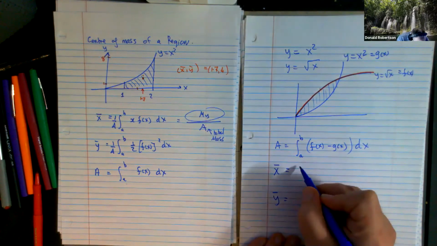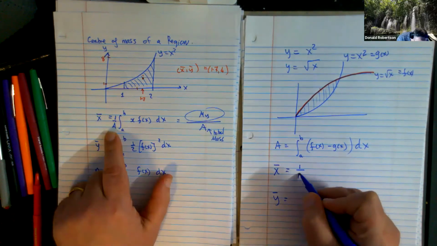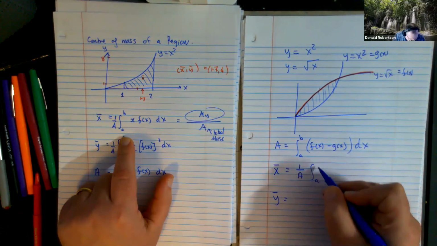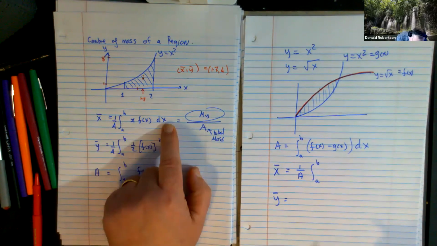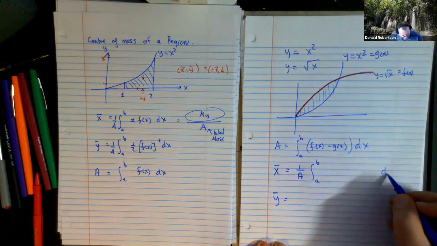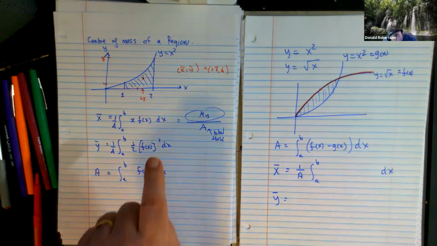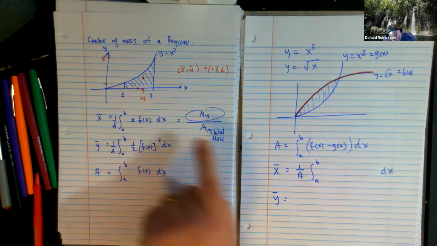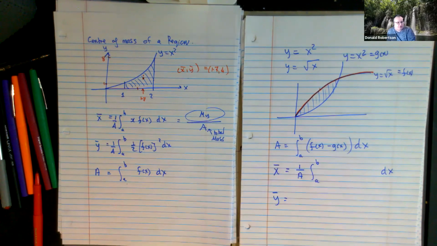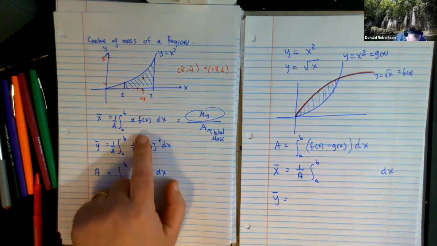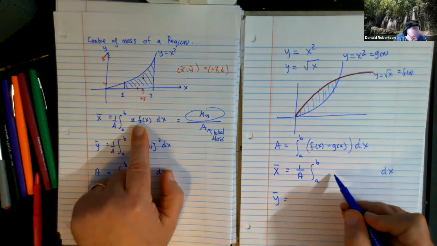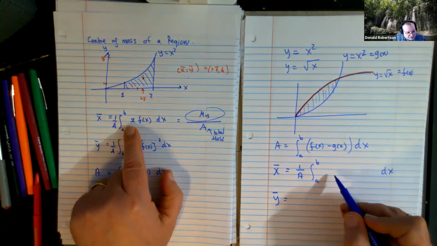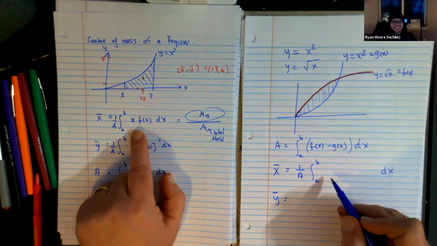Well, x bar is going to be 1 over a, the integral from a to b, some stuff, dx. How do you think I'm going to adapt x f of x to this new world? What would the formula change to when it's the area between two curves that we're getting the centre of mass of? Are you too shy to tell me? X squared? I don't know.